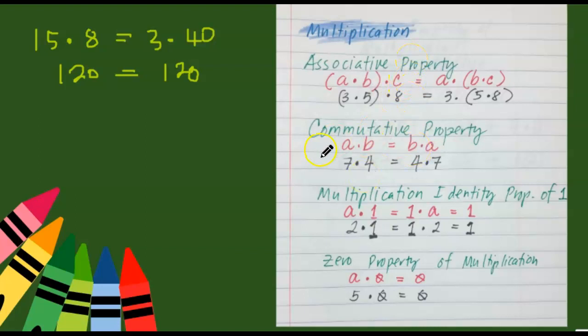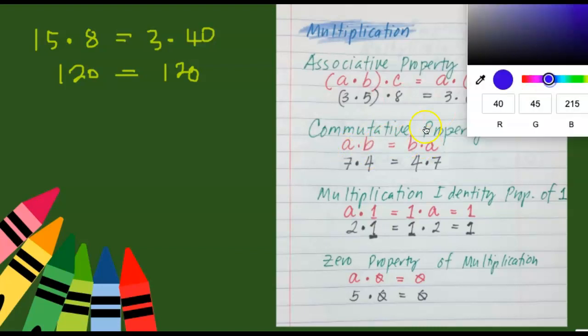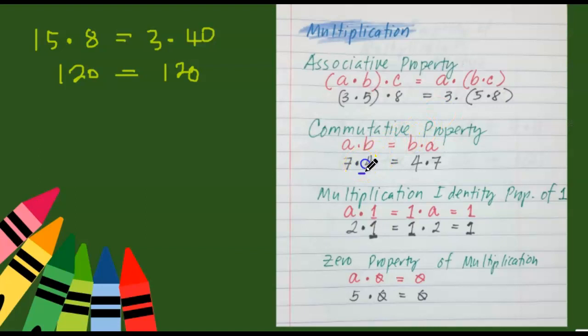Commutative property, on the other hand, is you multiply A and B together, or you could do B and A, and you'll still get the same amount, the same value. So if you have here 7 times 4, right? 7 times 4 gives you 28. I'm going to write it here. And also 4 times 7 is also 28. So if you have 3 times 5 is 15, it means 5 times 3 is also 15.